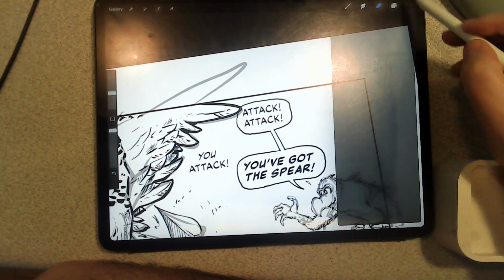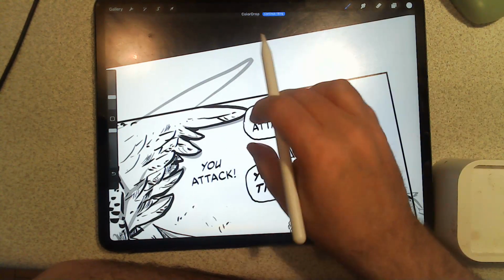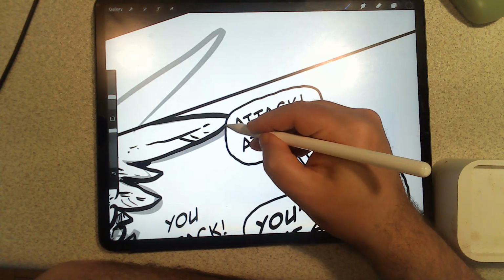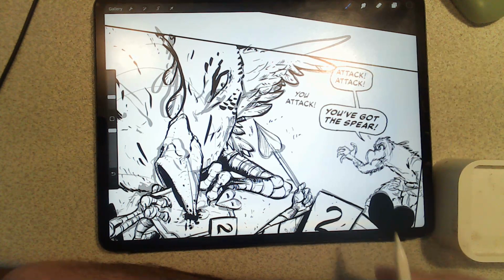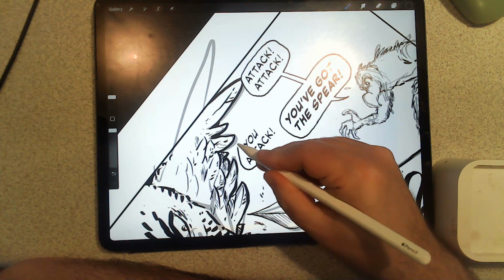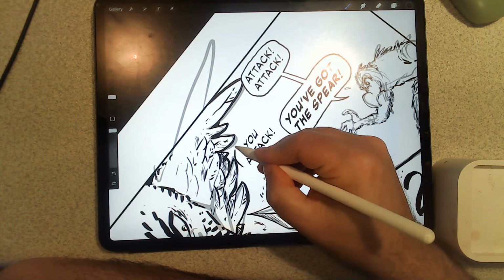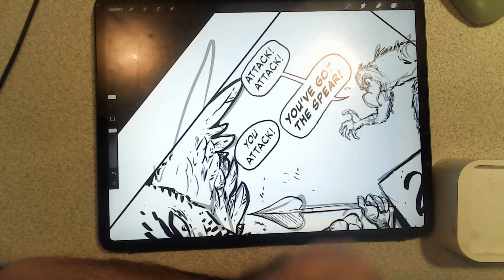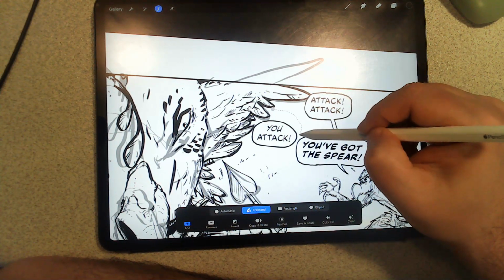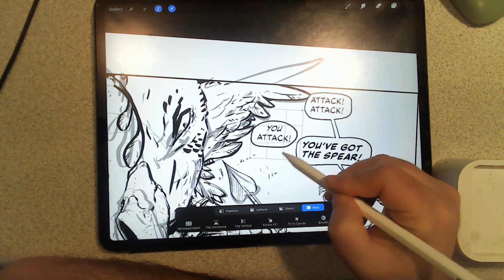Attack, attack. All right. If we're on the correct layer, everything is fine. If we're not on the correct layer, things are bad. All right. You attack. I don't like the shape of that balloon. Getting your balloon shapes is a pain in the booty. You have to warp them into space a little bit. There we go. Maybe that's a little bit better.